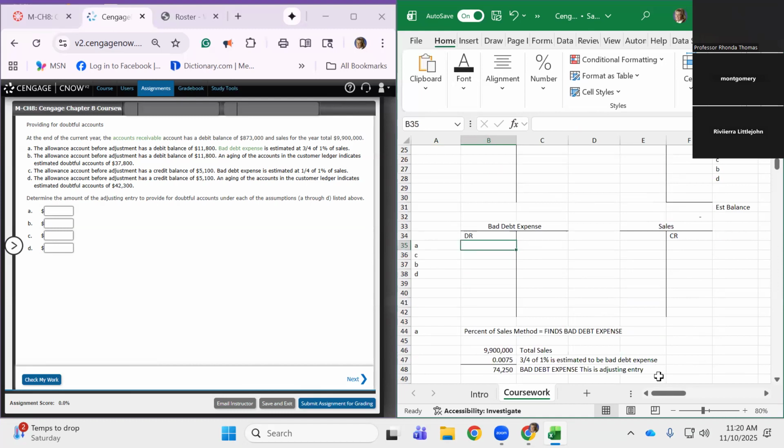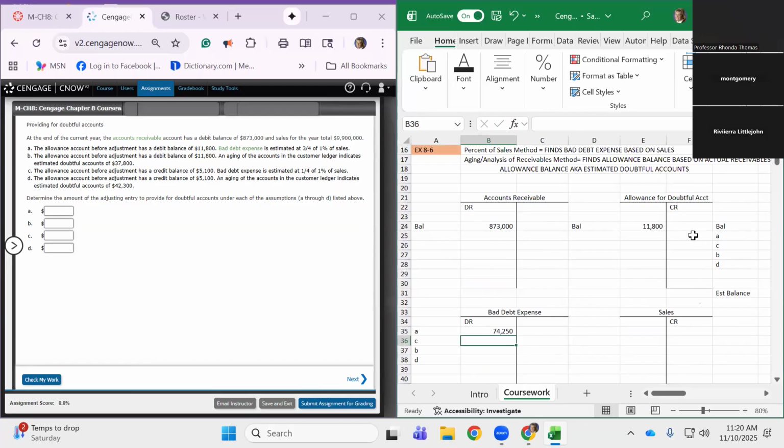So here comes the entry for this. This is an adjusting entry. We're going to take 74,250 and put it in bad debt expense. And then we don't care what is sitting in the allowance when we do the percentage of sales method. It's just whatever the offset needs to be. Because to be honest, when you're doing just the percent of sales method, you're not really looking at your receivables. You're just going by an industry standard or a history standard of how much is anticipated to be uncollectible.